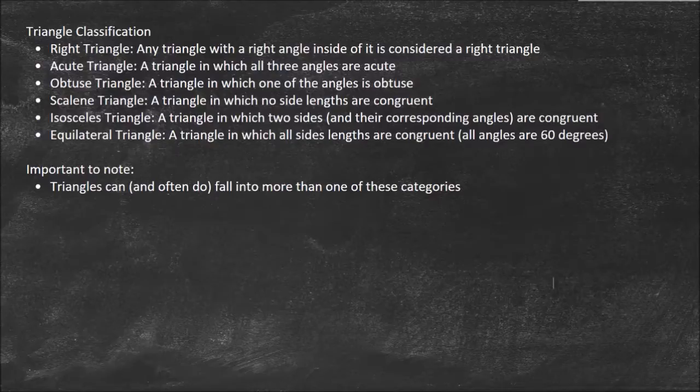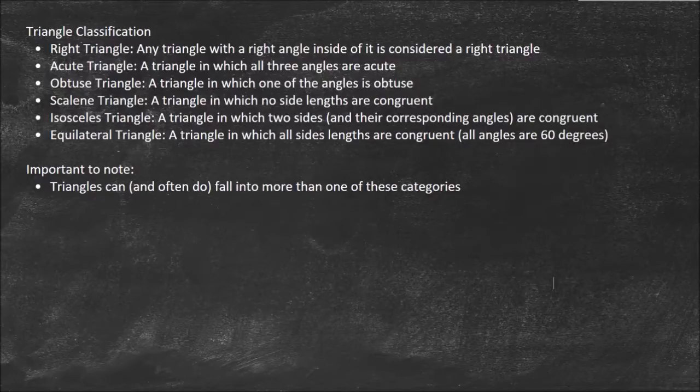So it's important to note before I get into them that triangles can, and they usually do, fall into one or more of these categories. So just because it is scalene, for example, does not mean it's not a right triangle. It's not acute or something like that. It can be. So let's get into them.